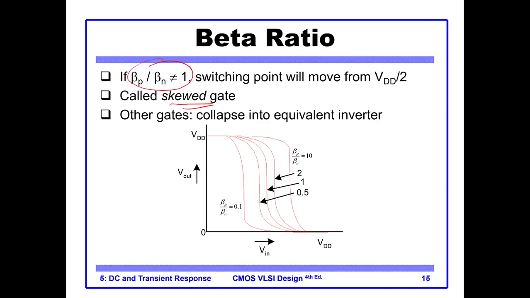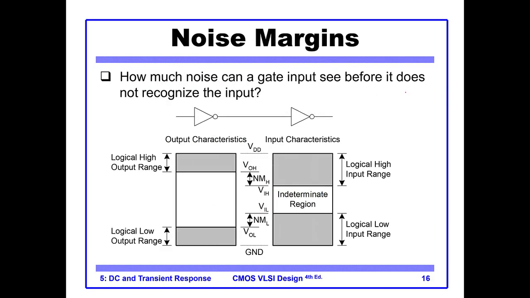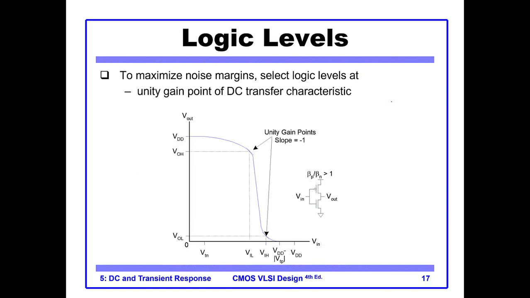When the betas are not equal, the switching point will not be at VDD divided by 2. So this is some detail. This is the noise margin, and we have discussed some of these topics. We went through the noise margin in great detail before midterms. Here also we have the voltage levels. You see the VIL, VIH, VOL, VOH, all these things for transistors, and here they are given.